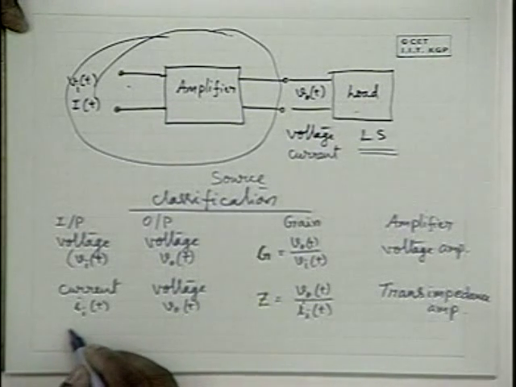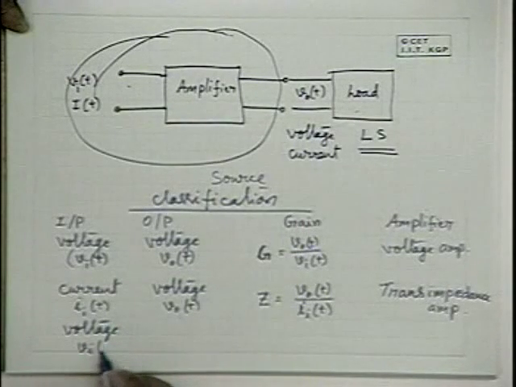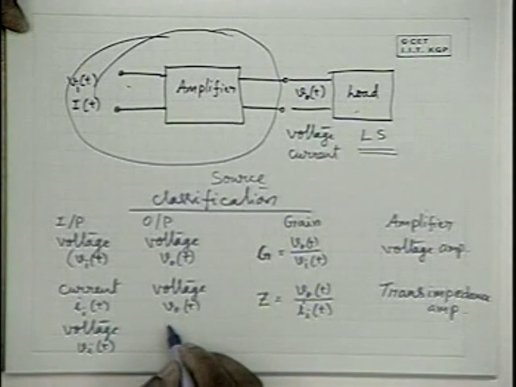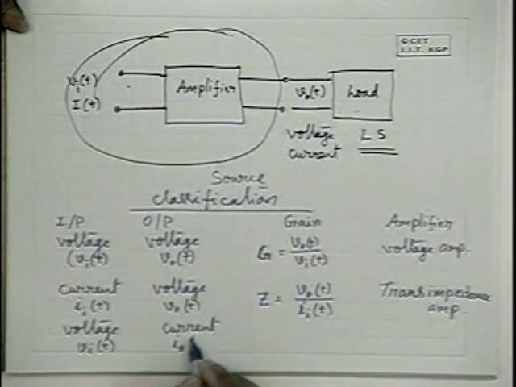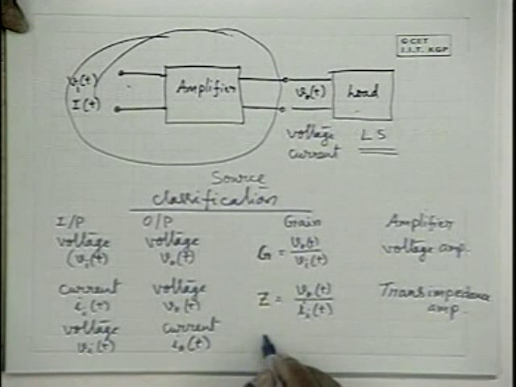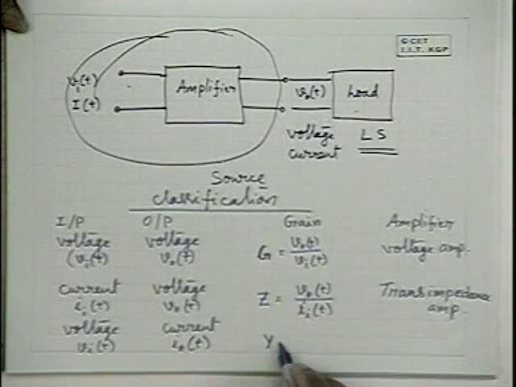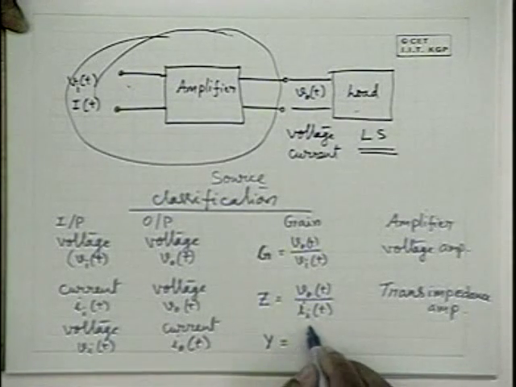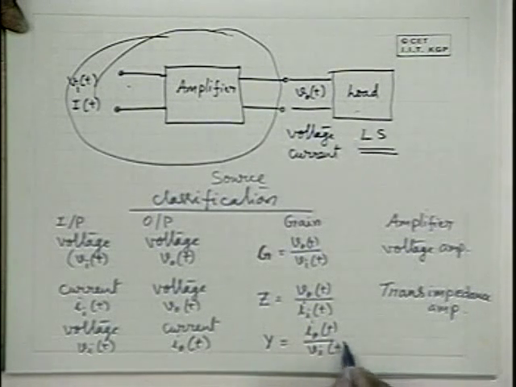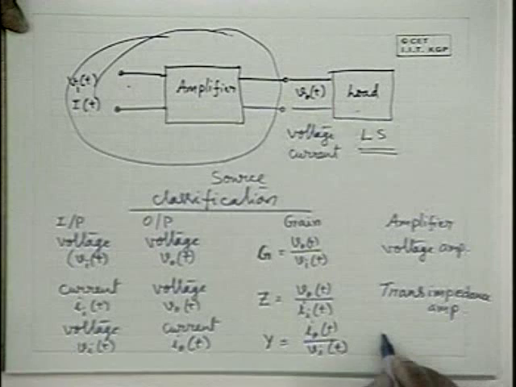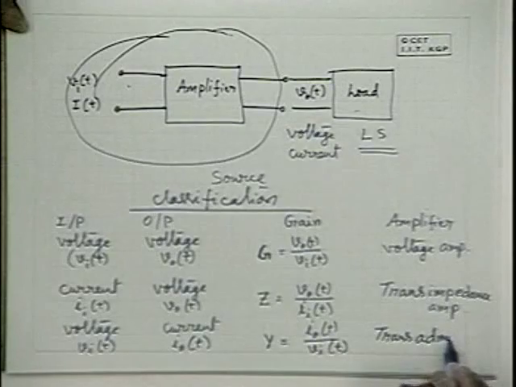Now, if the input is a voltage signal VIT and the output is a current signal IOT, then the transfer ratio, the gain between the output quantity and input quantity, has units of admittance because it is IOT divided by VIT. And such an amplifier is known as a transadmittance amplifier.